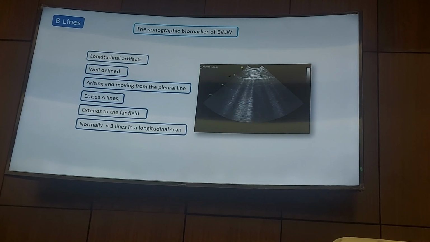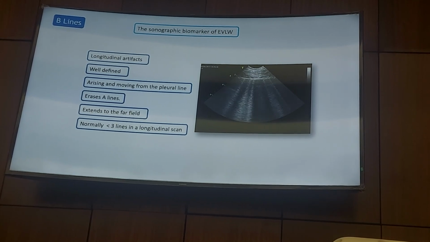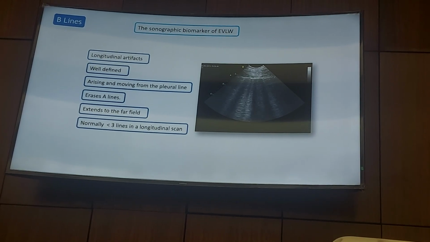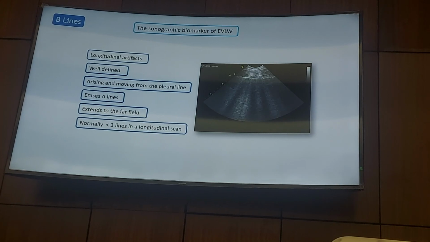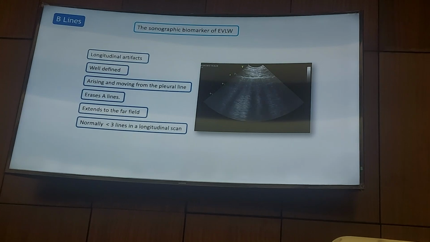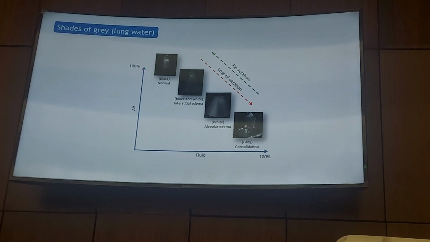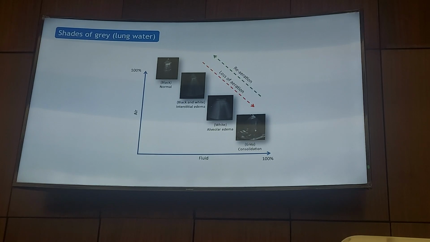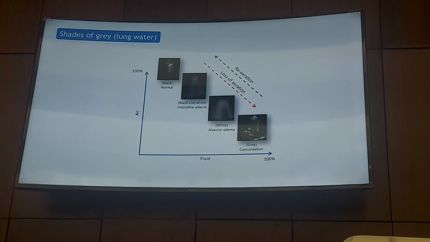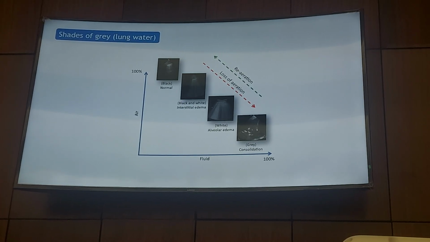But B lines do not only occur in heart failure. They can also happen in non-cardiogenic pulmonary edema. Anything that raises lung water will cause B lines, whether it's inflammation, infection, or congestion. But we can differentiate between both, and I will show you very shortly. But before that, we will go through the cascade of aeration, the 4 shades of gray.